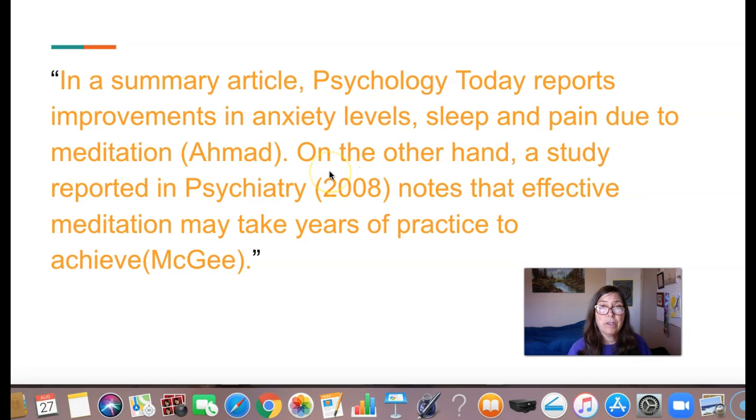On the other hand, the other side of it is a study reported in Psychiatry notes that effective meditation may take years of practice to achieve. So within a quick Google search, I was able to give more explanation about her point that it's not getting enough recognition. There seems to be some delay in using meditation to improve mental health. Also, you'll see when I rewrite this first paragraph that I actually went and looked a little bit further into the internet to find another example in WebMD.